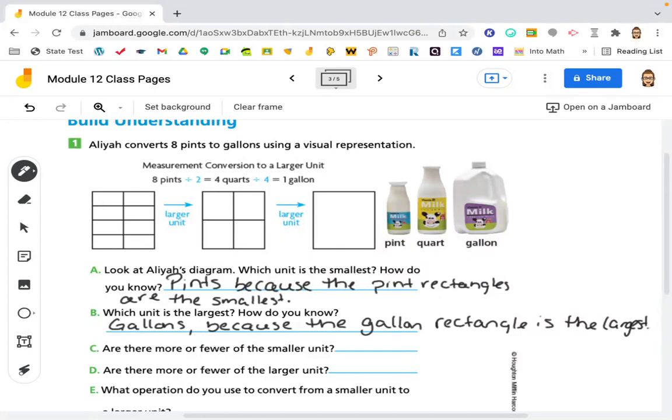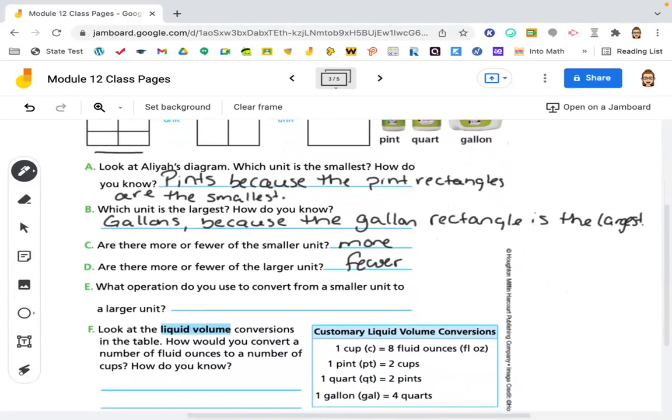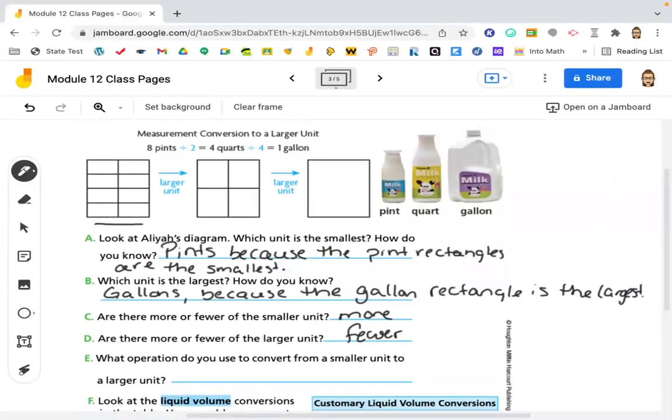So are there more or fewer of the smaller unit? There are more. If you look over here, there are more of them. Are there more or fewer of the larger unit? Fewer. So what operation do you use to convert from a smaller unit to a larger unit? Well, if we're going from smaller to larger, we're going from more to less, we are going to divide. So we're going to use division.